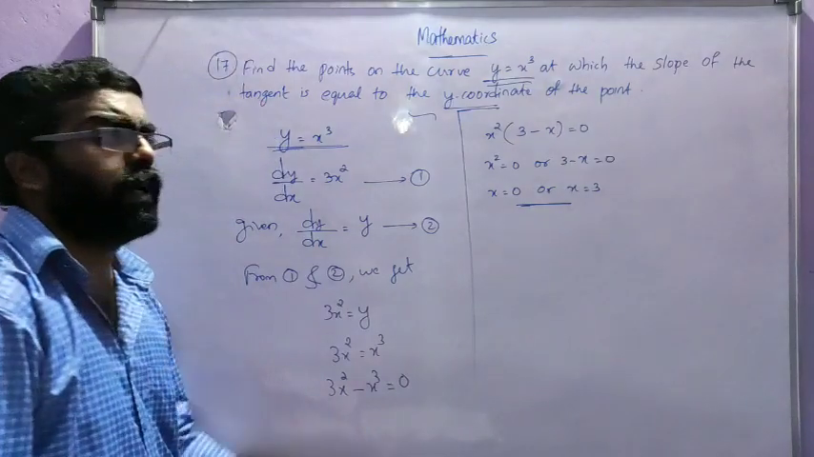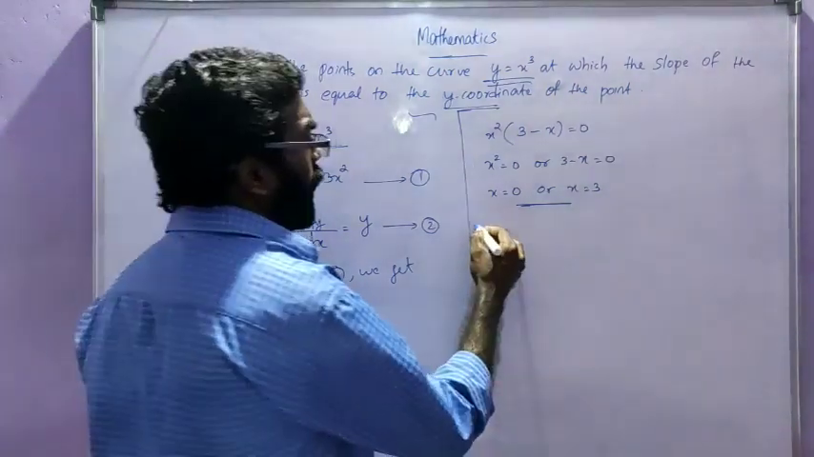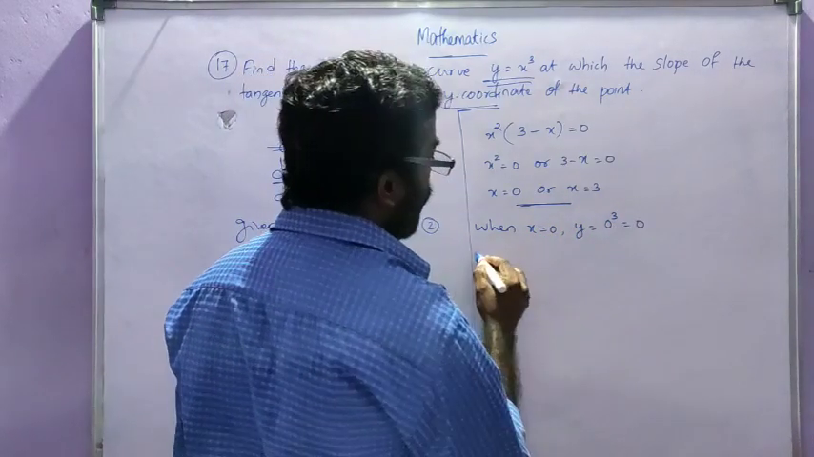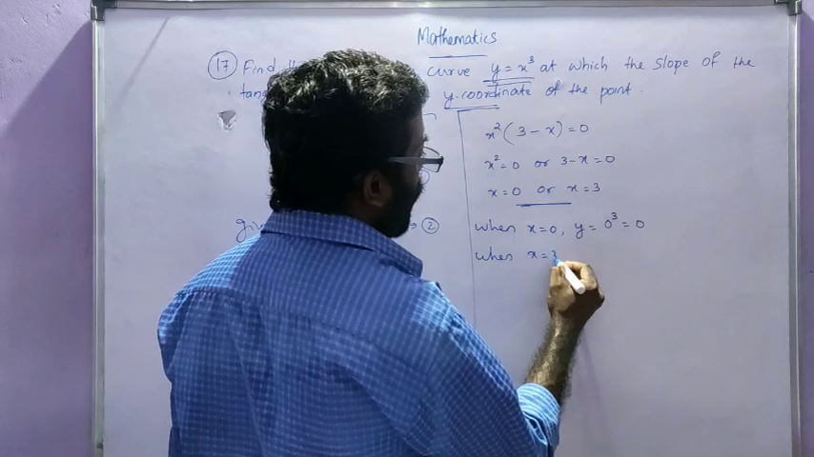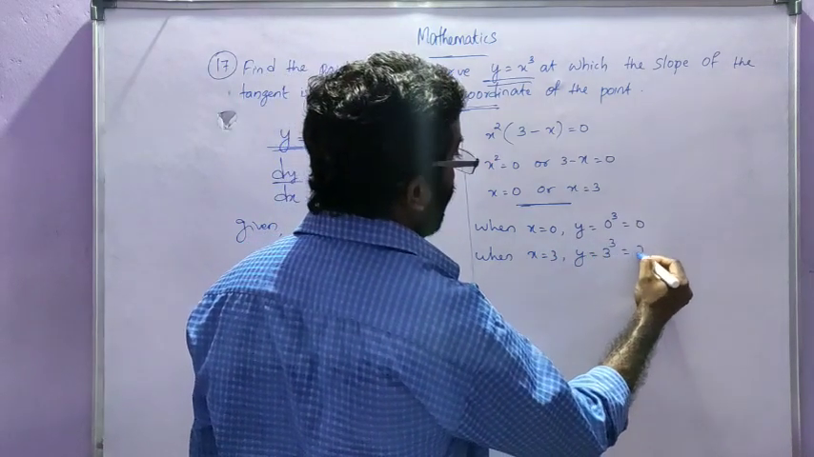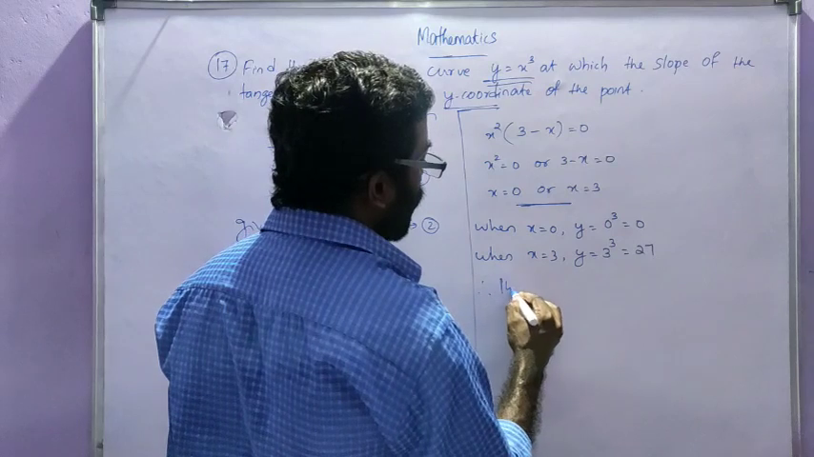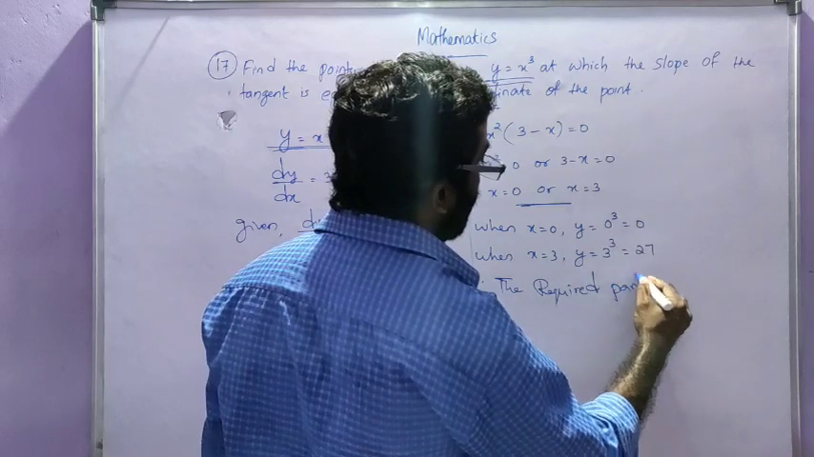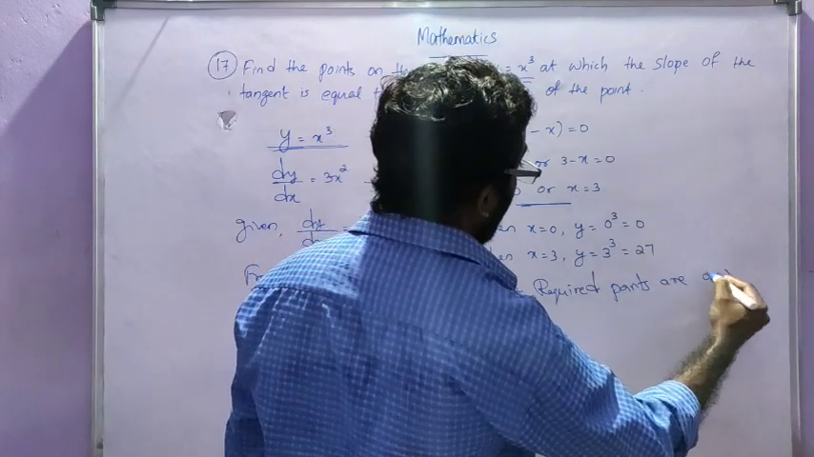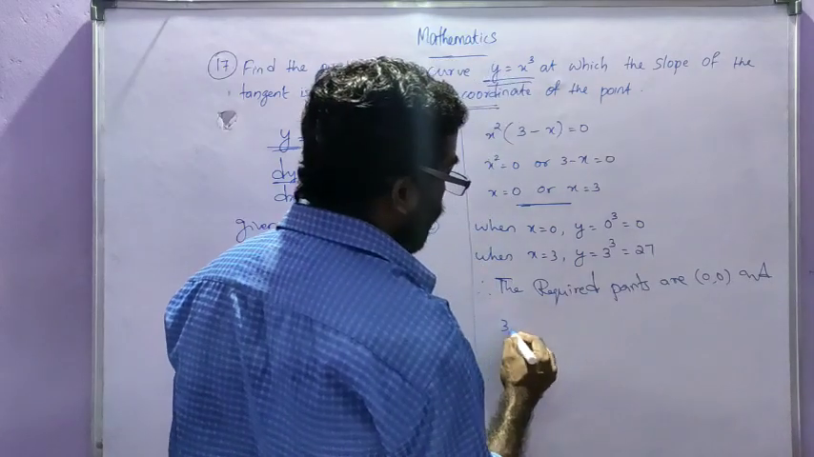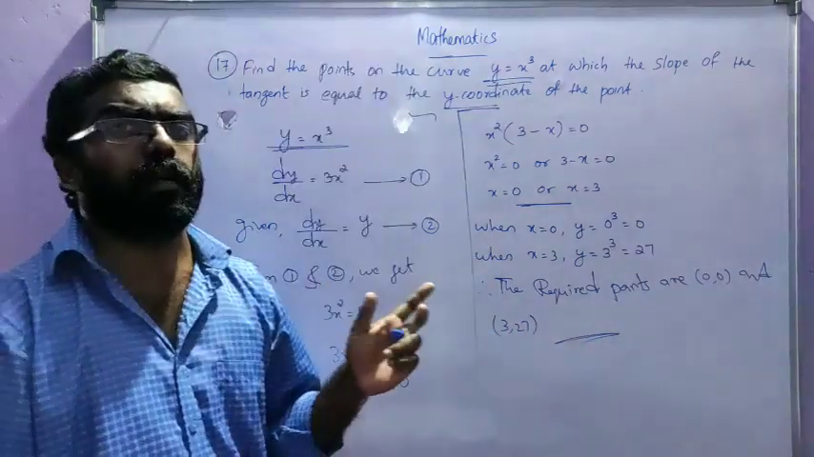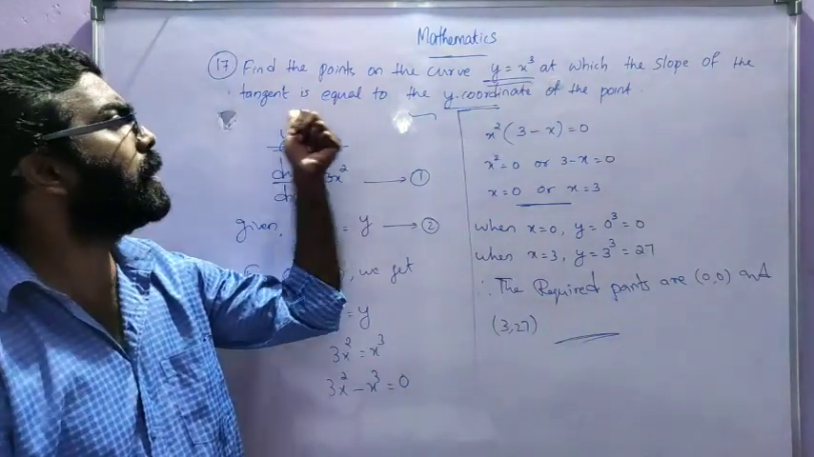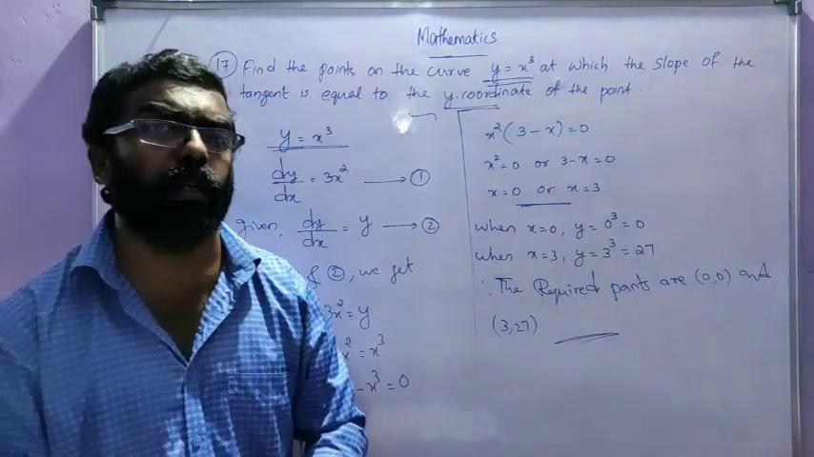Okay. Now we can find the corresponding values of y. When x equal to 0, y is equal to x cube, 0 cube which is equal to 0. And when x equal to 3, y is equal to 3 cube which is equal to 27. Therefore, the required points are 0, 0 and 3, 27. Okay. That means at the points 0, 0 and 3, 27, the slope of the tangent is equal to the y coordinate of the point. Understood?